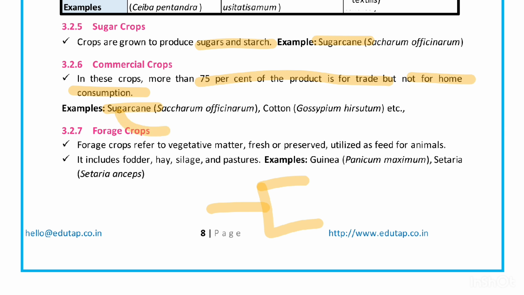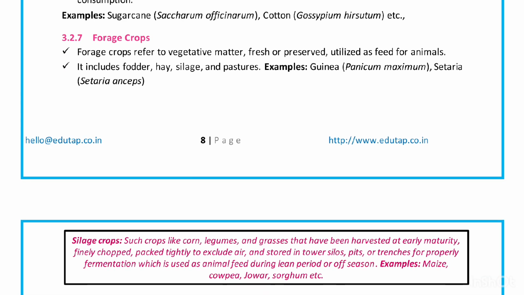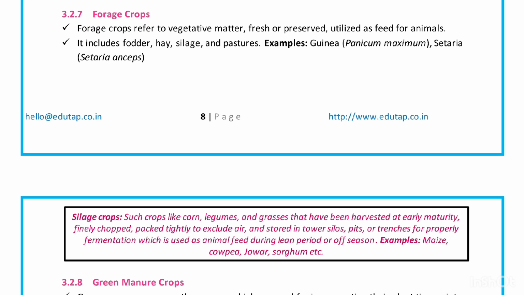Examples: sugarcane is taken up by the farmers for sugar mills. Another one is cotton. It is taken by the farmers to the factories for further processing and making of fibers. These crops are known as commercial crops. Another example is coffee, tea, and tobacco. These are all commercial crops, which are grown on a very large scale, and more than 75 percent of these crops is taken for trade, not for home consumption. I hope it is clear what a commercial crop is.